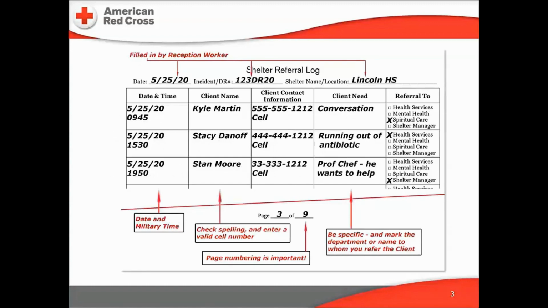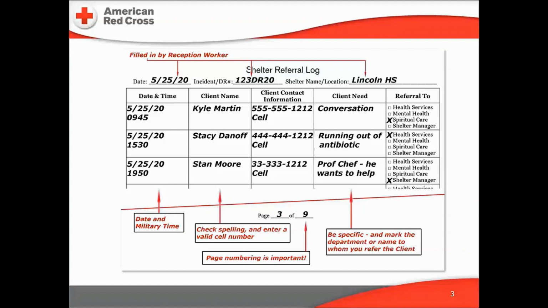This is the shelter referral log form. Several blank lines have been removed at the diagonal red line for clarity. The top information should be very familiar to you by now. The date this page was started, the official identification number of the disaster operation, and the name of the shelter. The Red Cross staffer assigned to maintain this log will fill in this line.